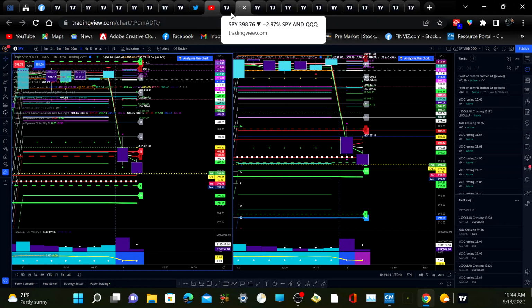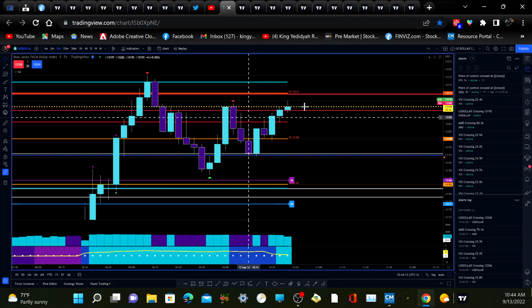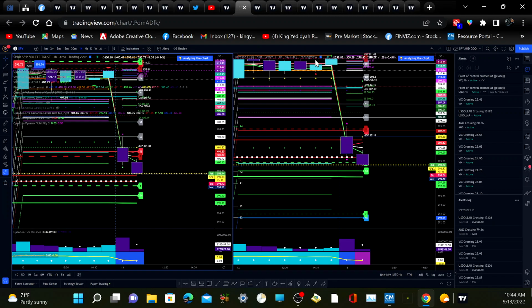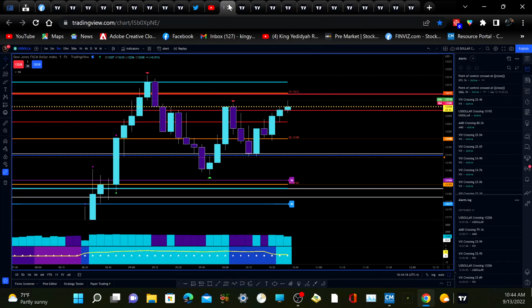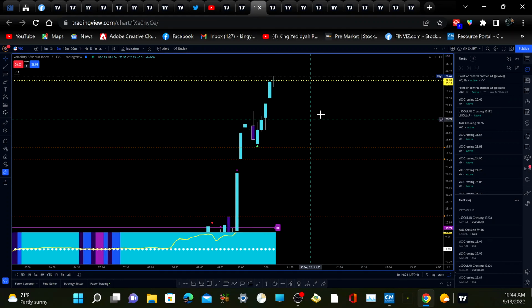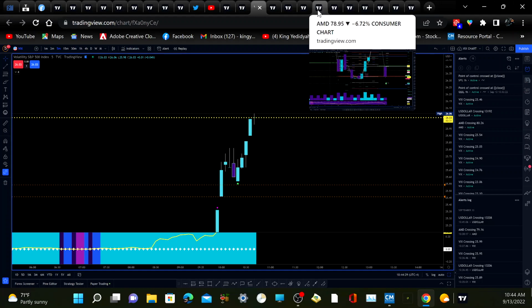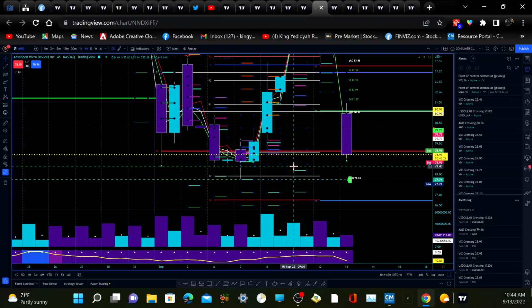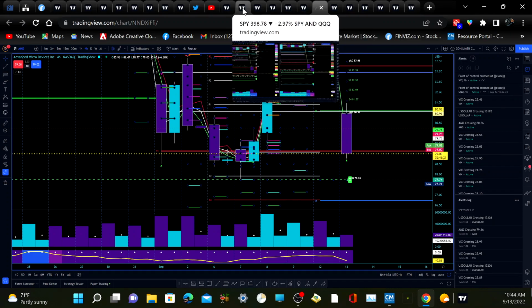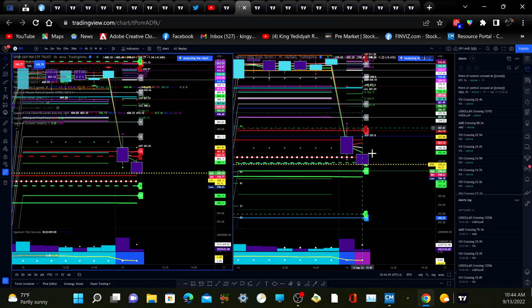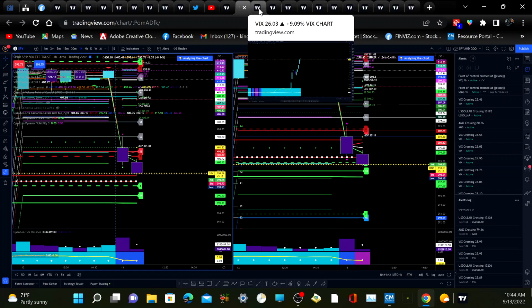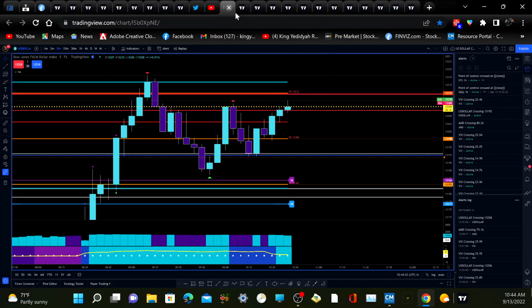Using the US dollar and the VIX as a gauge of market sentiment. The VIX is still pumping, so we could still get some movement down on AMD to these lows right here, which is looking like it's heading to 78.65 and stuff like that. So I just like to utilize these other market parameters like the VIX and the US dollar.